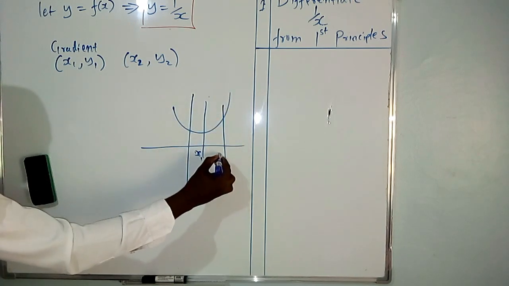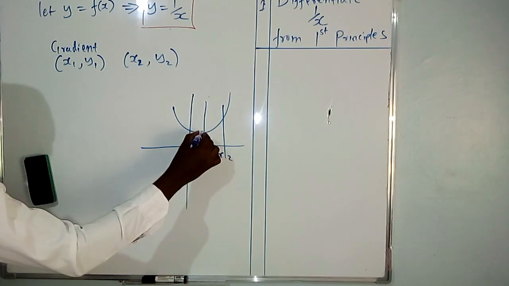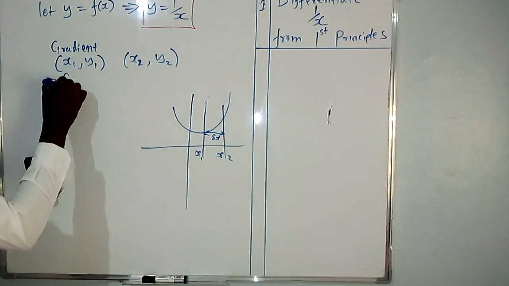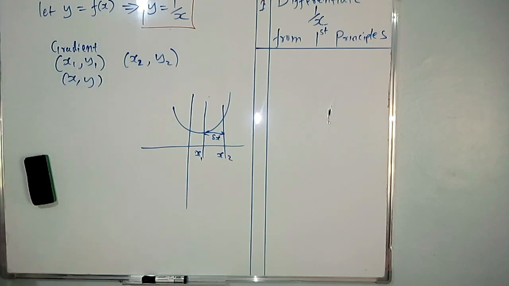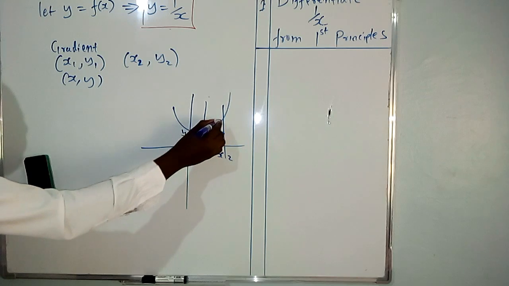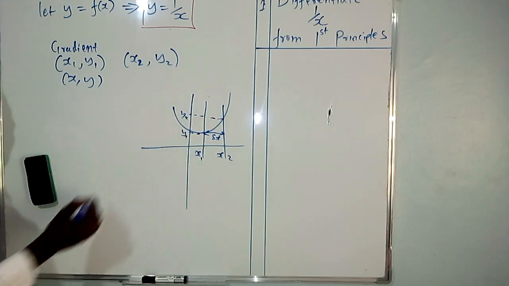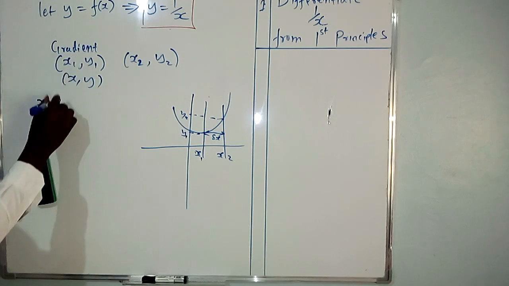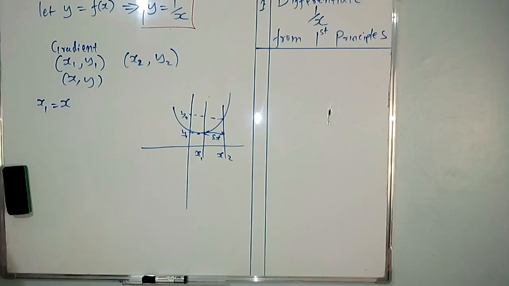This point (x1, y1) you can let be an arbitrary point (x, y). Then you start getting all these values. Start with x1. What is x1? x1 is just x, and you are done. Are we together?